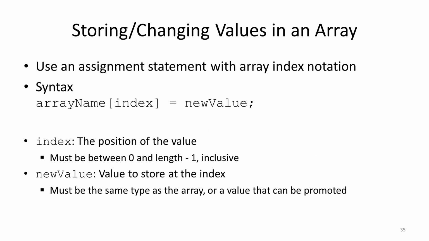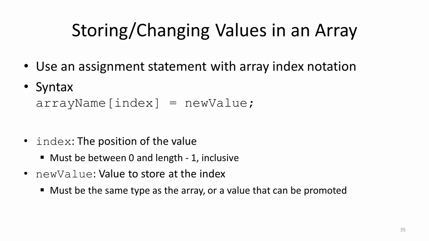What about changing or storing a value in the array? You would use an assignment statement with array index notation. So it'll look like the previous syntax, but with an assignment. Array name, and then the index equals new value. So what is the new value that you want to store at that index in the array? And again, the index must be between 0 and length -1, and the new value must be the same type as the array or a value that is compatible.